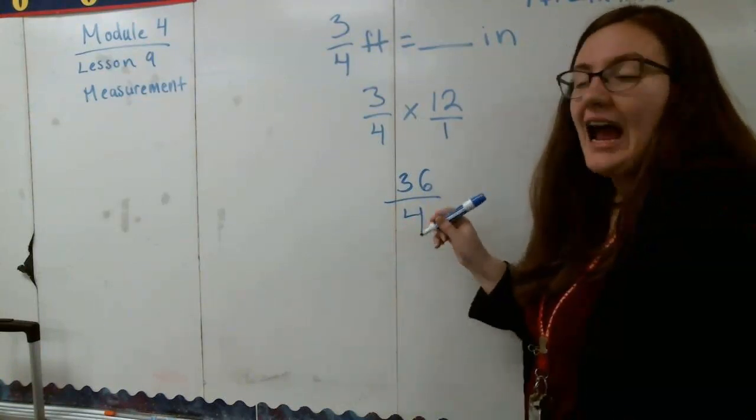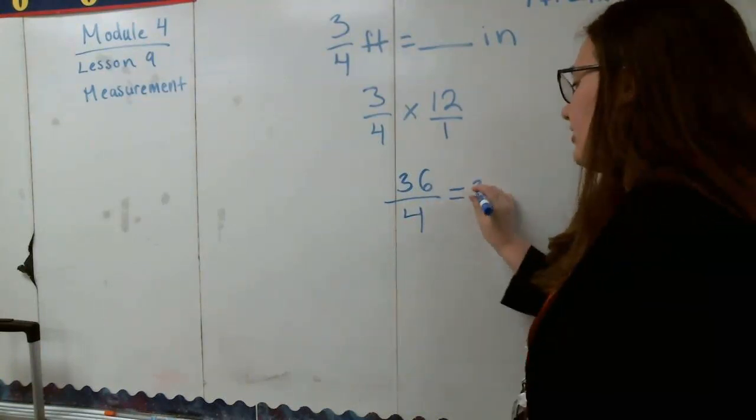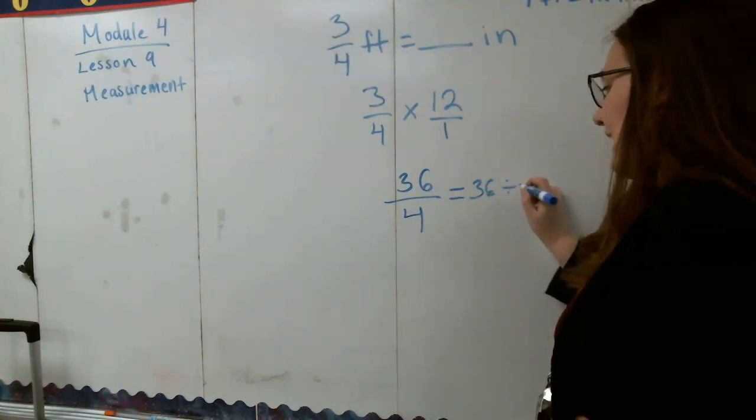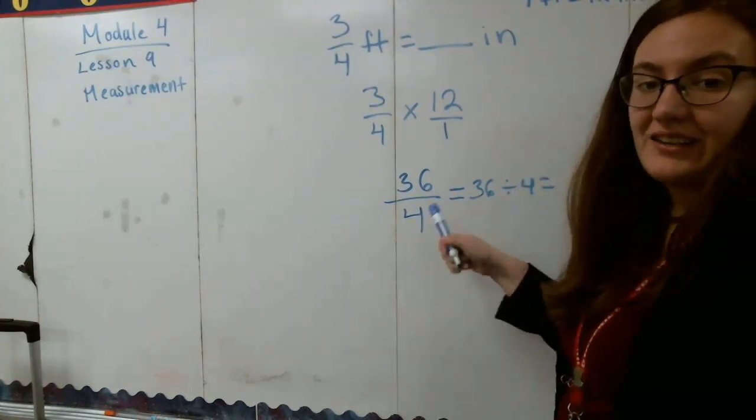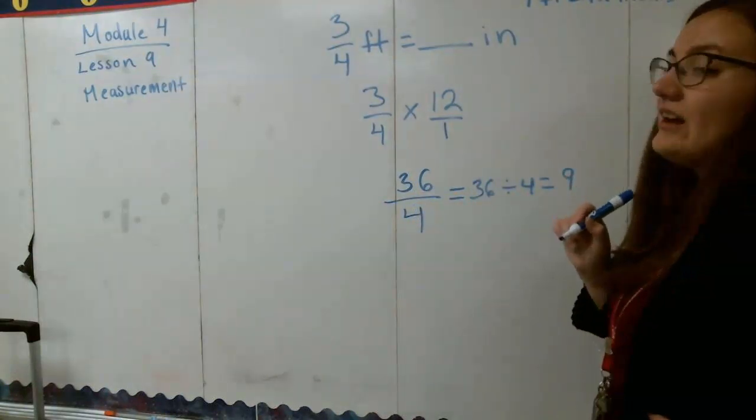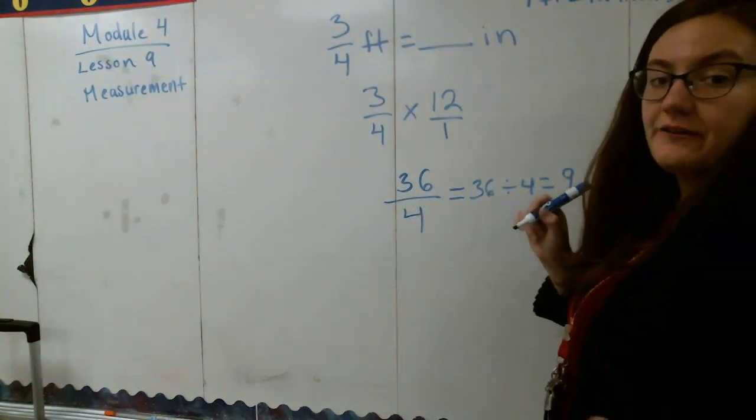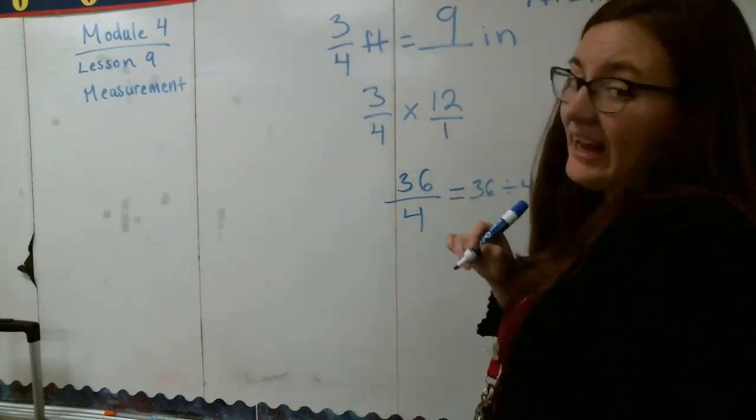Then we're going to think of this as a division problem. So we have 36 divided by 4, and 36 divided by 4 gives me 9. So that lets me know that 3/4 of a foot is equal to 9 inches.